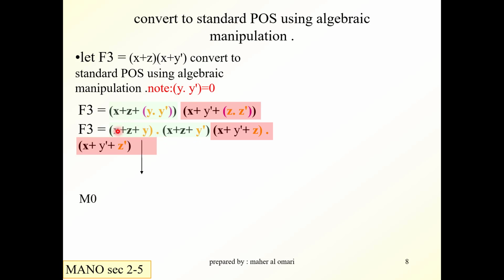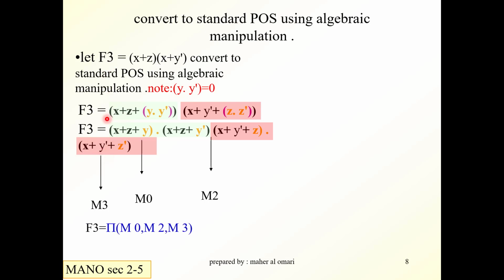This max term is M0. This max term is M2. Why is it M2? Remember the order x, y, z. Y is equal to 1, so the complement of this one is 0. It's 0, 1, 0, which is M2. The same thing goes here. This should be in the same order like this. So these two are the max term M2. And we know that M2 ANDed with M2 is equal to M2. And the last max term here is M3.